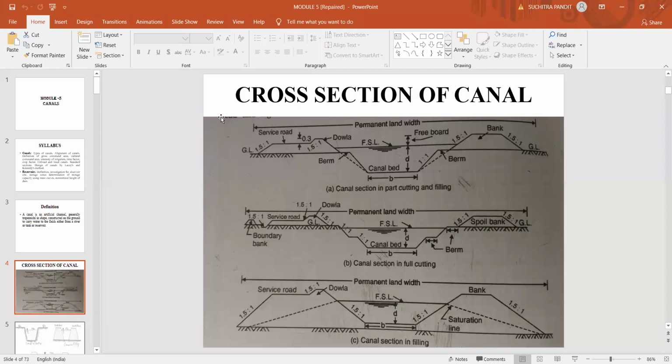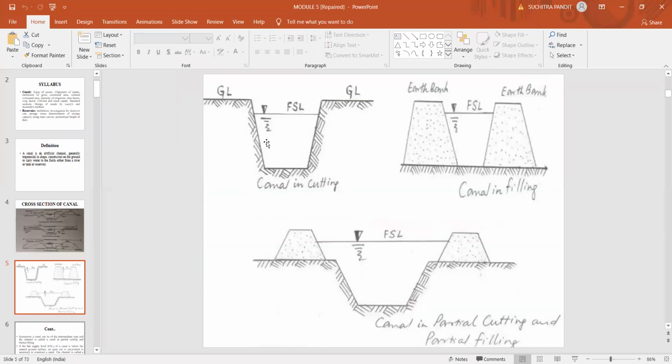Now you can see here the canal which is in cutting. This is the full supply level of the canal, and about 0.3 to 0.5 meter is provided as a freeboard. And these are the earthen banks. Here the canal is entirely in filling because it is above ground level. On both sides you have the consolidated earthen banks, which carry the water. And in this case the bed and sides of the canal require permanent lining. Otherwise there are very high chances of eroding the earthen banks on both sides.